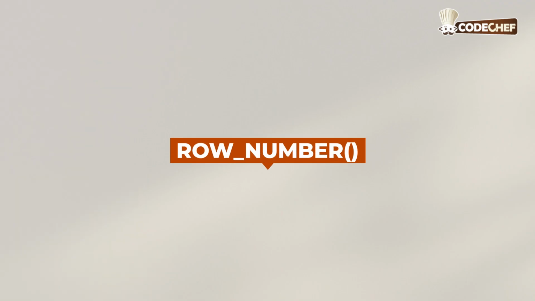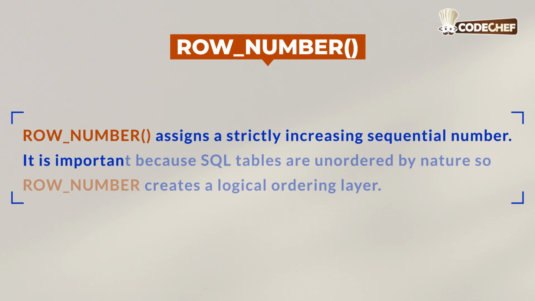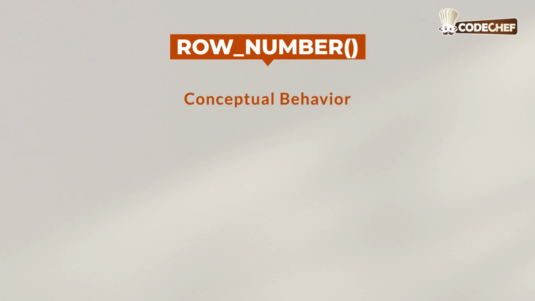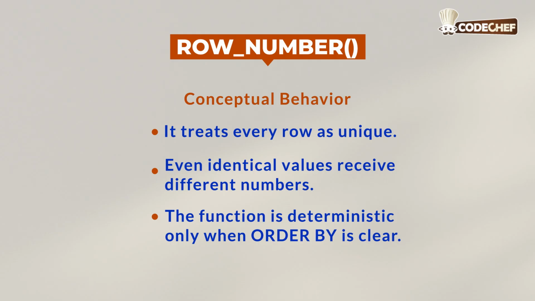Row number function. Row number function assigns a strictly increasing sequential number. It is important because SQL tables are unordered by nature, so row number creates a logical ordering layer. Let us understand the conceptual behavior of this function. It treats every row as unique. Even identical values receive different numbers, and the function is deterministic only when order by is clear.